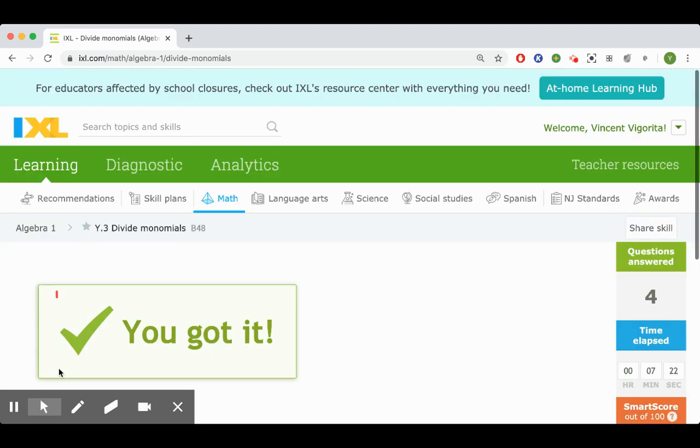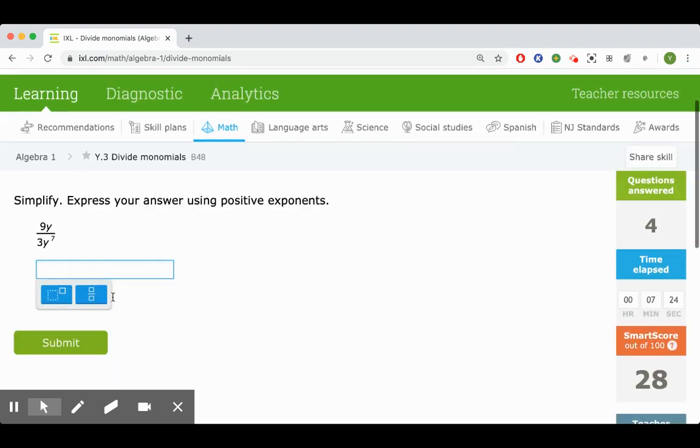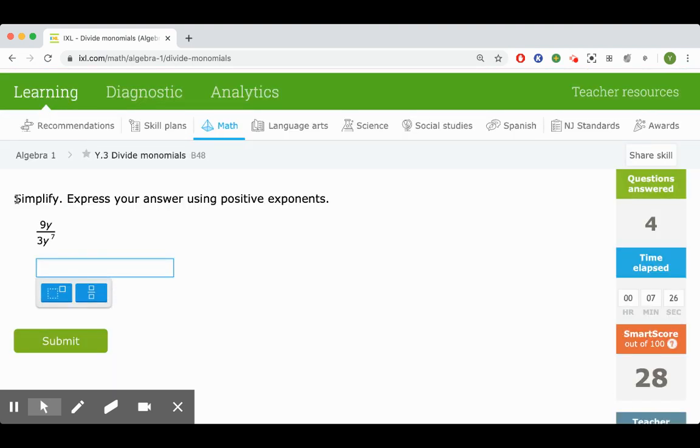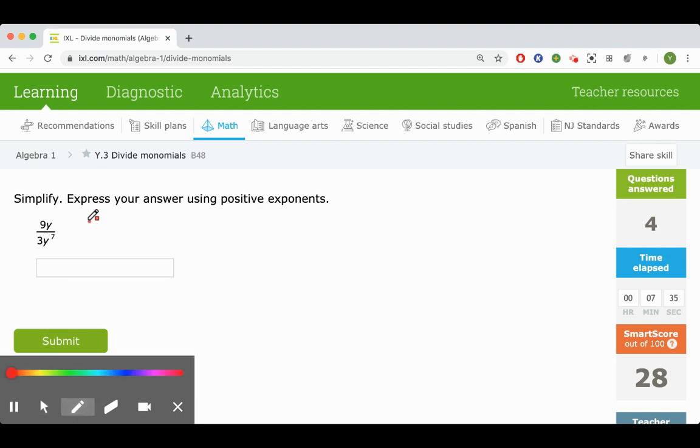Okay, there you go. All right, this next one here. Simplify, express your answer using positive exponents. 9 divided by 3 is 3. I'm going to write that here. Now I've got to deal with the y's. This doesn't have an exponent, so I'll give it 1. 1 minus 7 is negative 6.